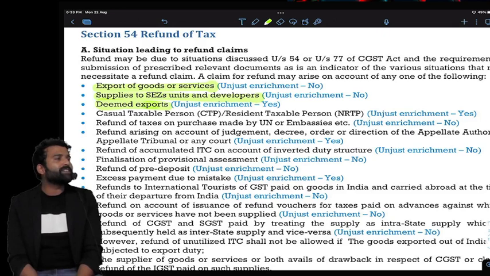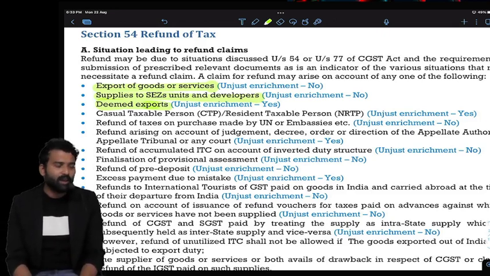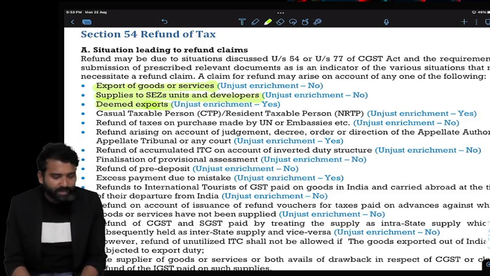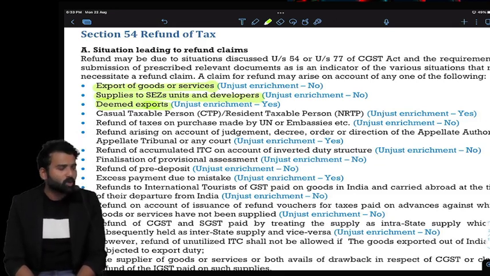The burden of proof of unjust enrichment is always on the applicant who is claiming the refund. They have to prove that the burden has not been transferred or the incidence has not been passed on to the customer. So the burden is always on the applicant.